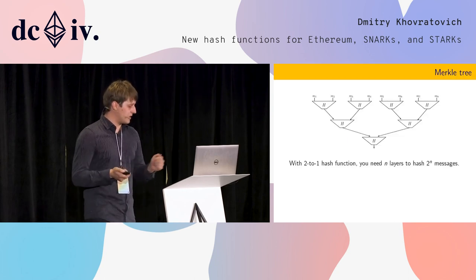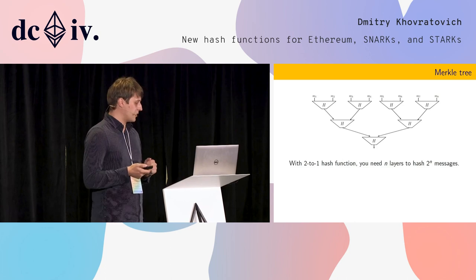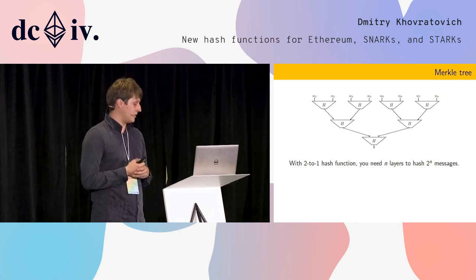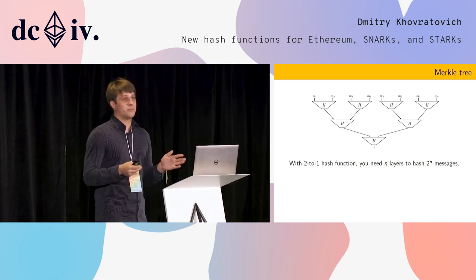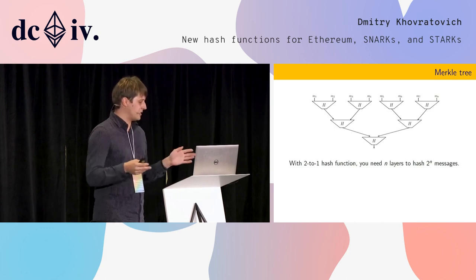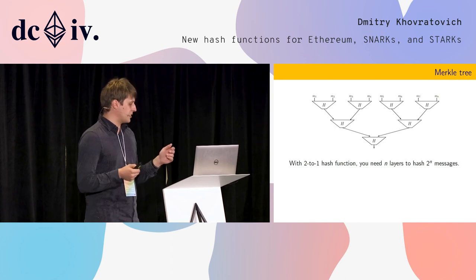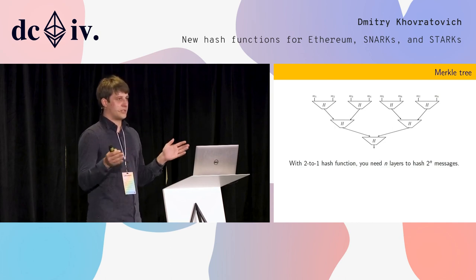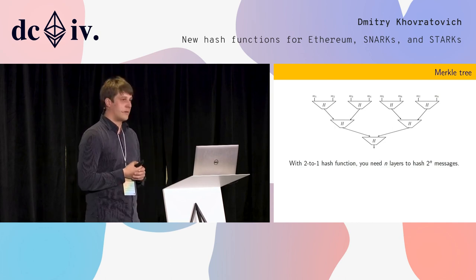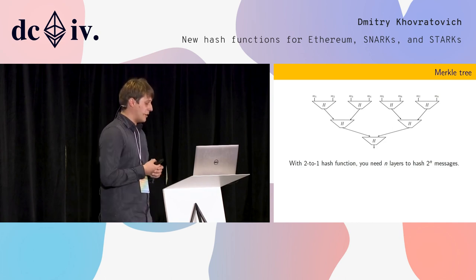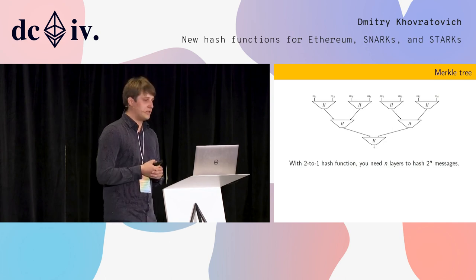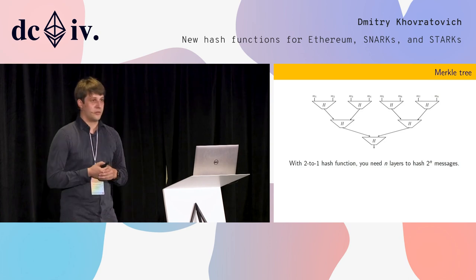Recall, this is a three-layer Merkle tree, a Merkle tree that handles eight messages. Suppose for simplicity that we consider a compression function that compresses with the ratio 2:1, and every message is of the size of the hash function output. Then in this case, you need n layers to hash n messages.